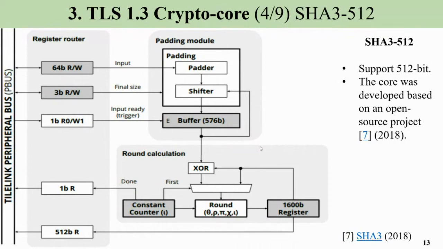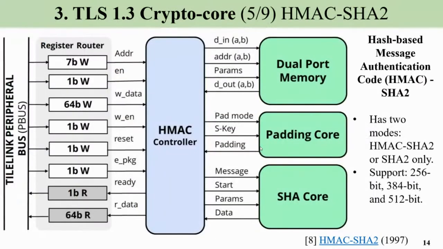Next is the SHA-3 or the Keccak. This one supports 512 bits, and the core is actually based on an open source project. Next one is the HMAC. HMAC is among the MAC family, the message authentication code, and hash-based, we call it HMAC, and it's based on SHA-2. This core also has two modes. You can use it as only SHA-2 like a normal hash function, or use it as HMAC-SHA. It supports 3 bit lengths of 256, 384, and 512.